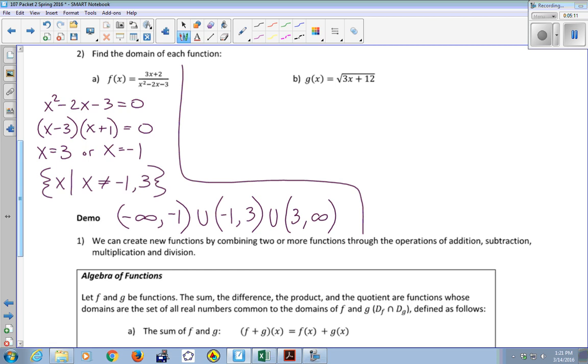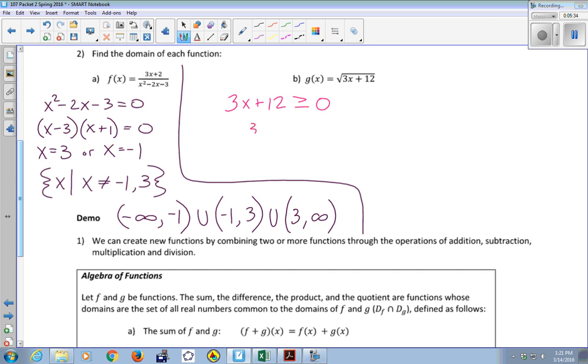we have to make sure that whatever's under the square root, in this case 3x plus 12, it can't be negative. It has to be bigger than or equal to 0. Has to be positive or 0. You're allowed to take the square root of 0. A lot of people confuse that because 0 is an issue with fractions, but it's not with square roots. So now I just solve this.